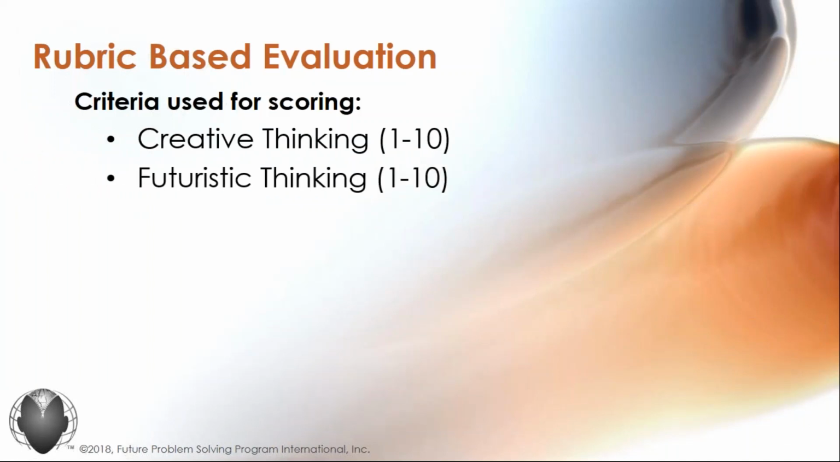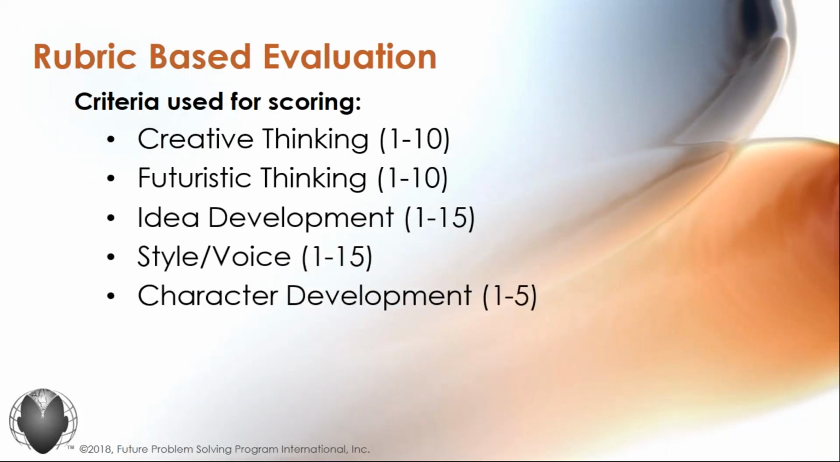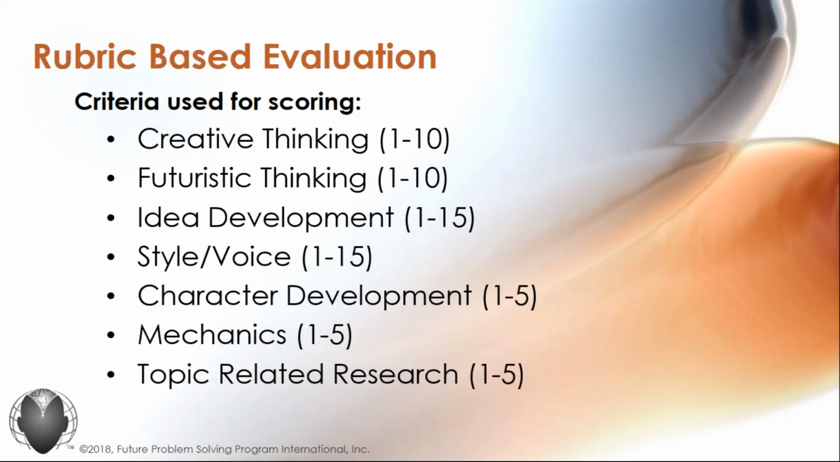We use a rubric score sheet for our evaluations, and the rubric score sheet for each scenario is based on the following criteria. The first criteria is creative thinking. We're going to explore each of these in depth. This is just an overview. So for creative thinking, the students can earn up to 10 points. That's the same rank as futuristic thinking, up to 10 points.